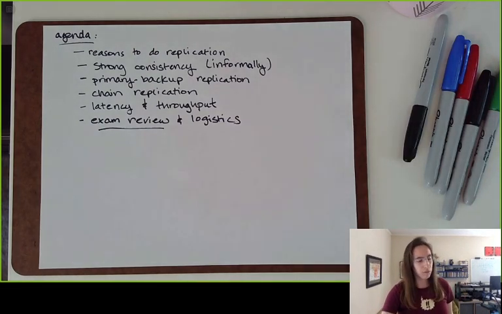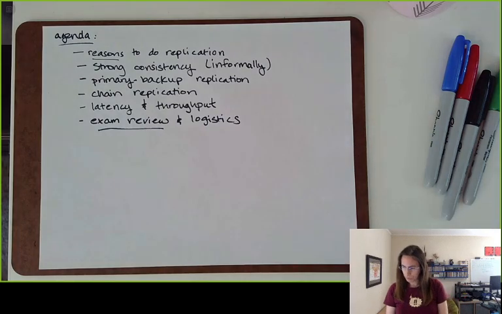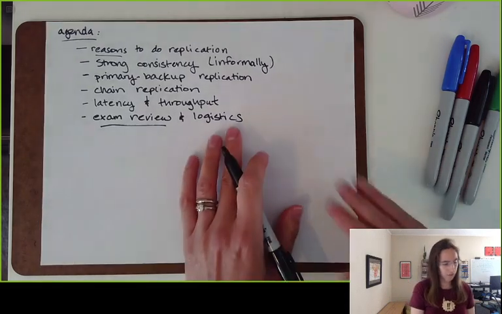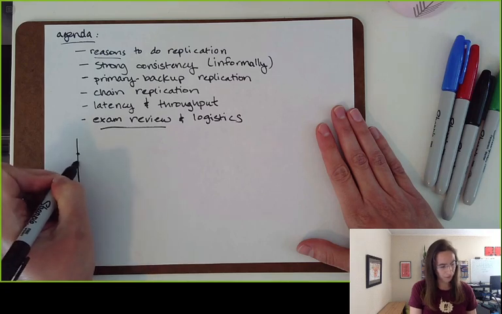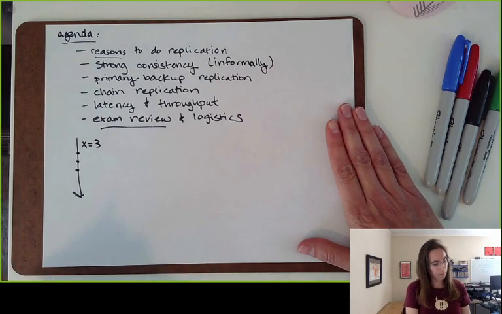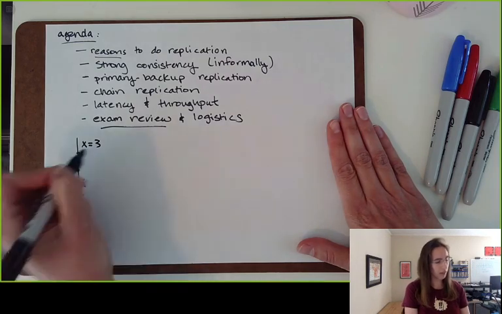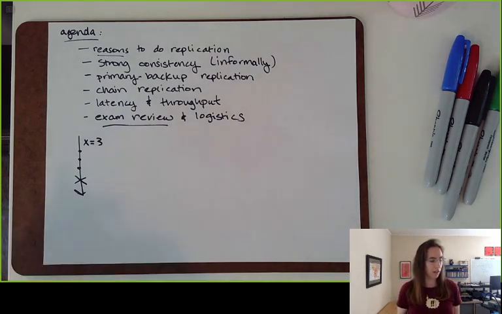So, we started talking last time a little bit about this notion of reasons to do replication. And we talked about how replication involves making copies of data. So let's talk a little bit about why we do this. So it's fairly obvious already that if you just have one process, and that process has some events on it, and maybe it has some process local memory, like it knows that X is 3. If that process crashes, and that's the only process that has that state, then we're in trouble, right? Because then our data is lost.